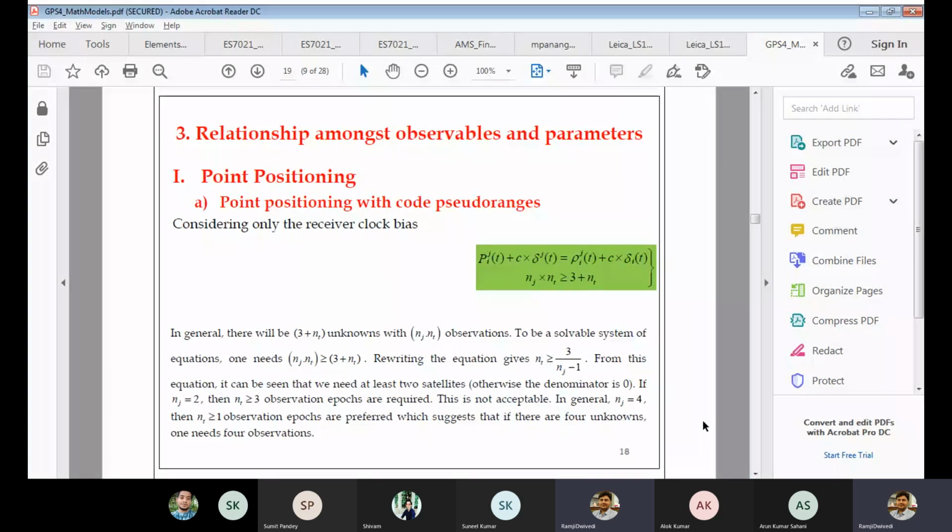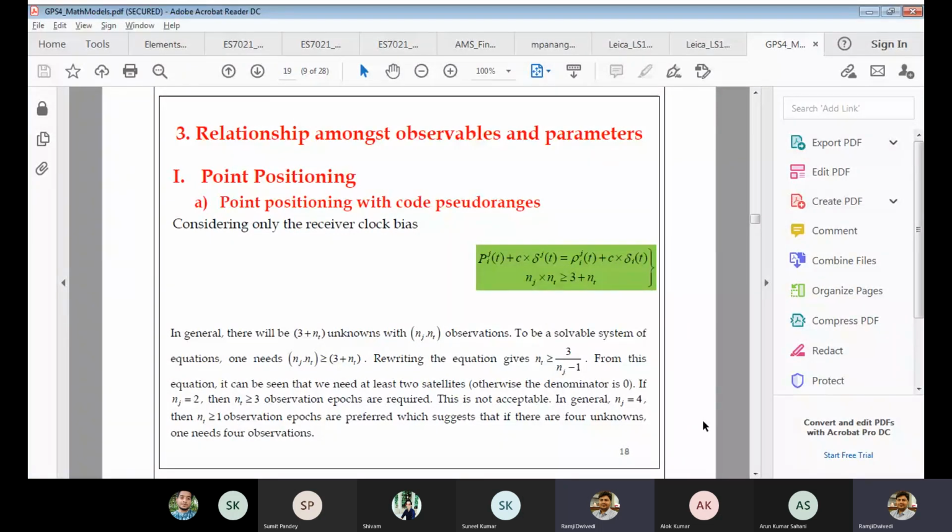So if you write Nj as 4, what will happen? Nj minus 1 would become 4 minus 1, that means 3. 3 divided by 3 means Nt should be greater than or equal to 1. That means if you have 4 satellites, then Nt equal to 1 or more is enough to get the solution. But somebody would say, sir, what if we take 2 satellites, Nj as 2? Then Nt should be greater than or equal to 3. That means for 2 satellites, you would need 3 epochs. But from the geometry point of view, this is not acceptable.